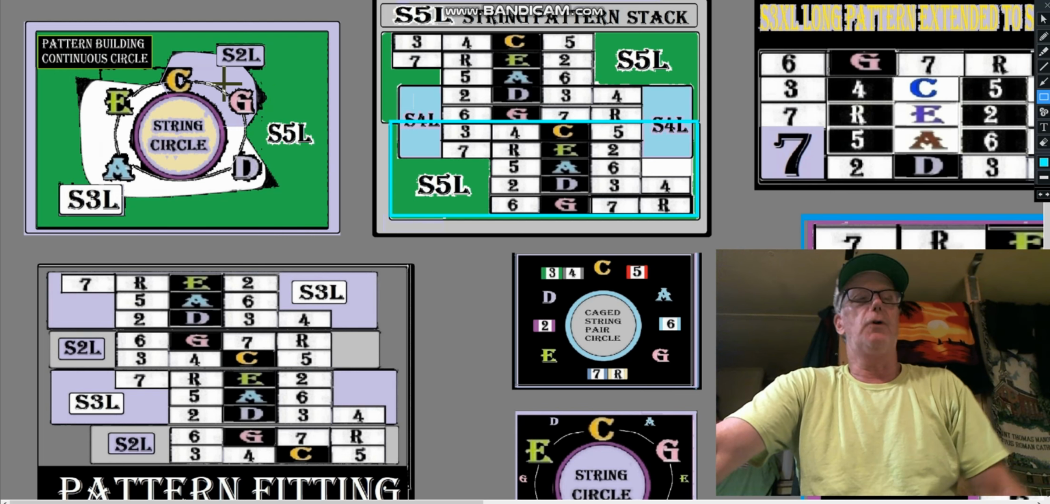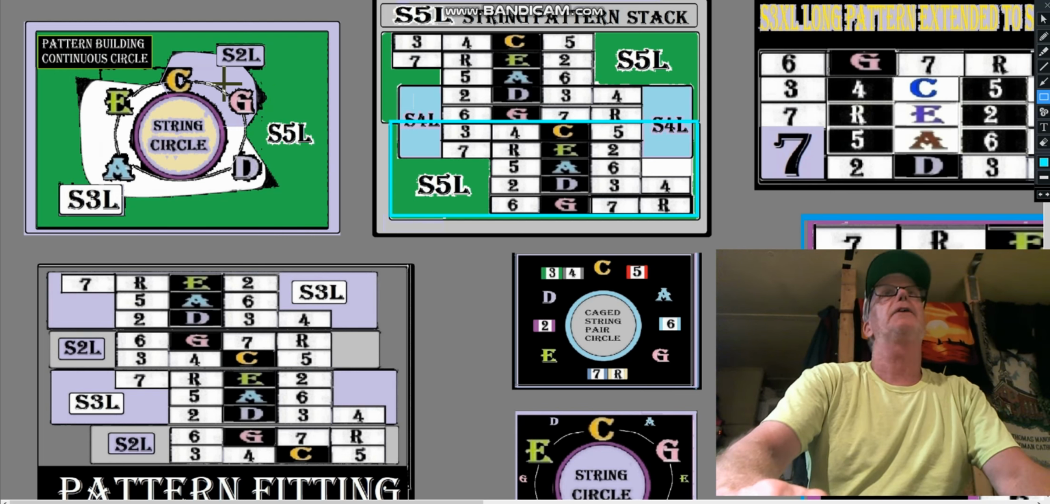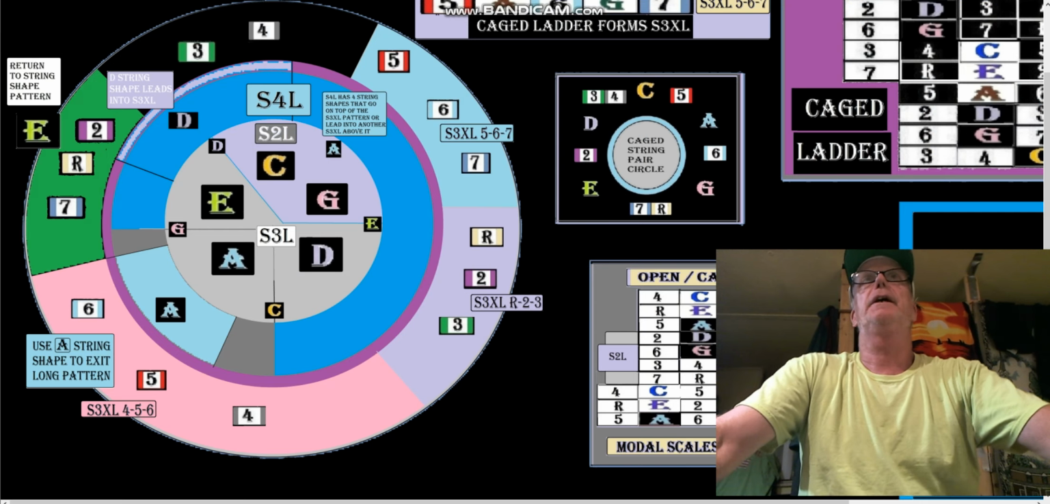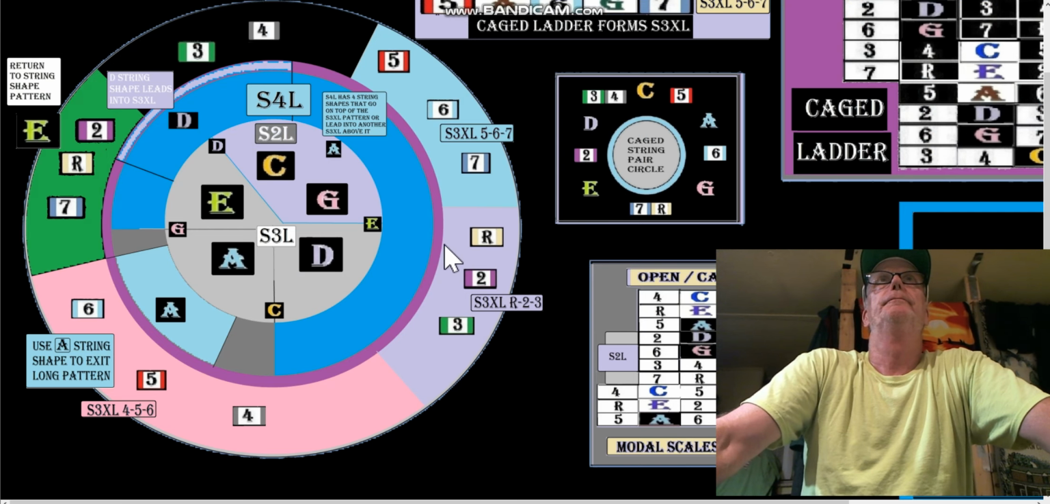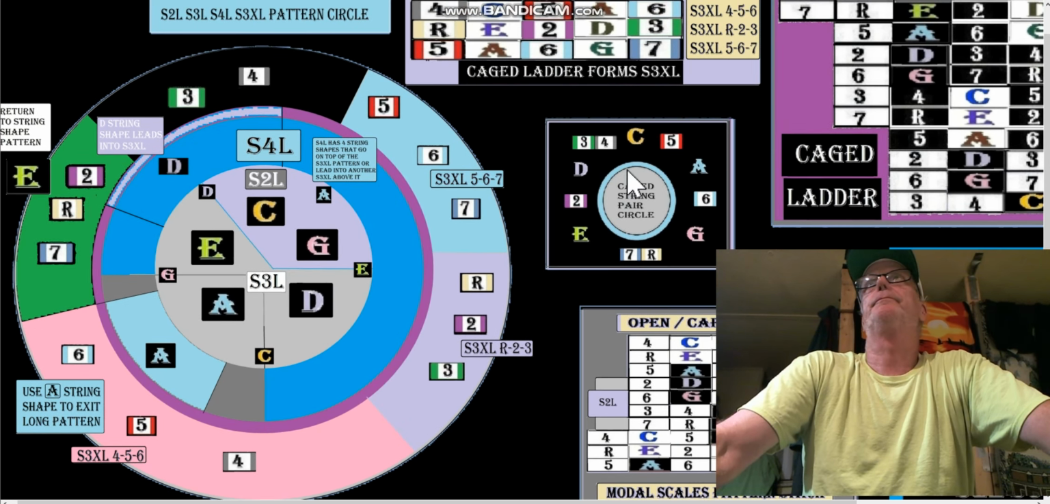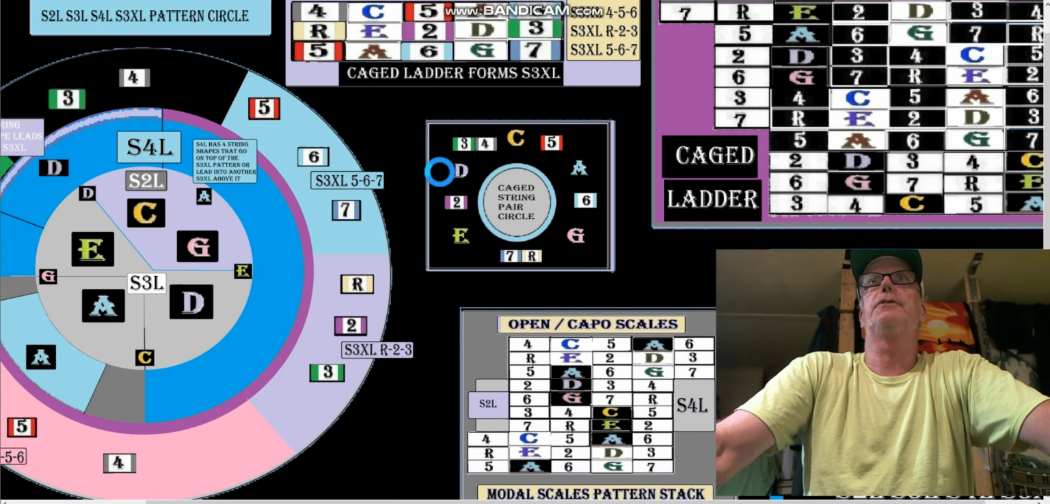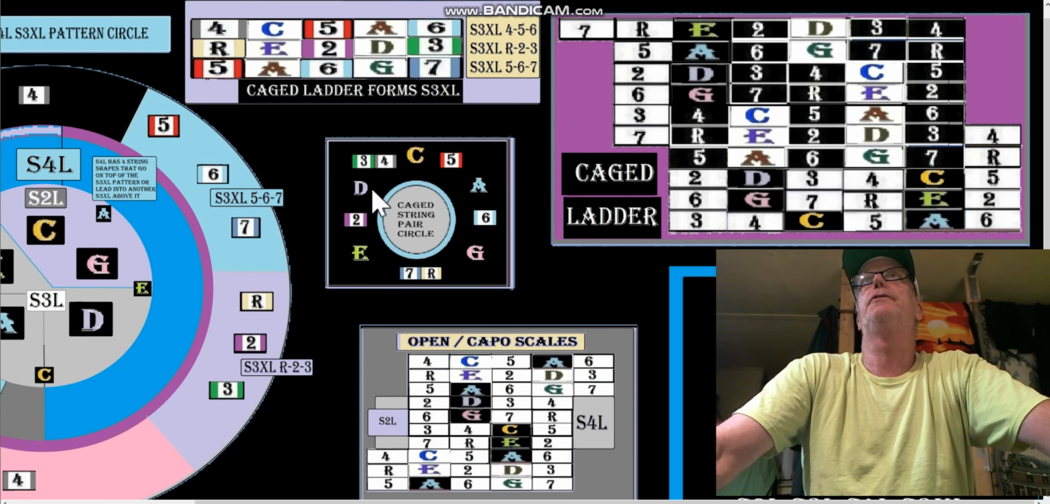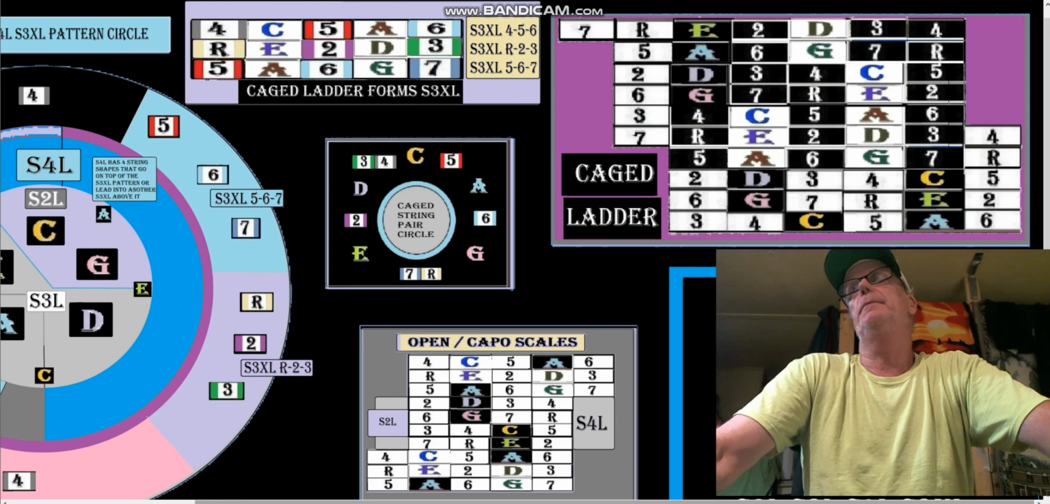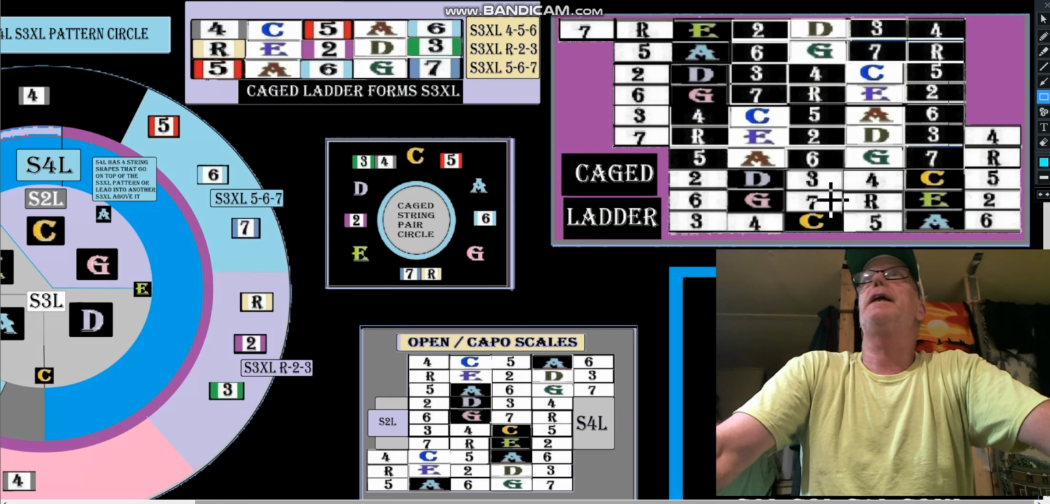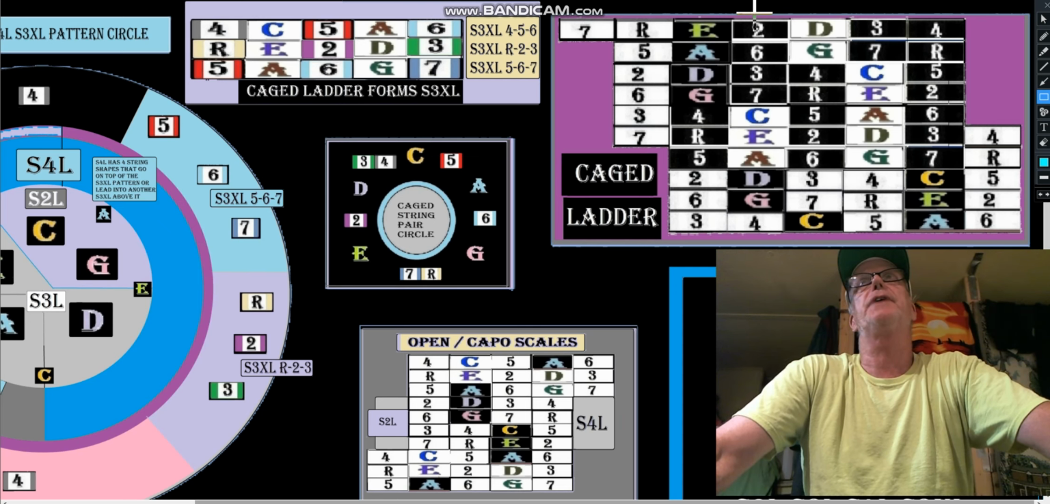Now the S4L, I'll show you from another diagram. Okay, the S4L, let's make sure that we have a cage ladder or some way to circle out an S4L here. And believe me folks, this is easy. We're just looking at the same double string shape pattern stack here. We don't even need the double stack here, but we got it.